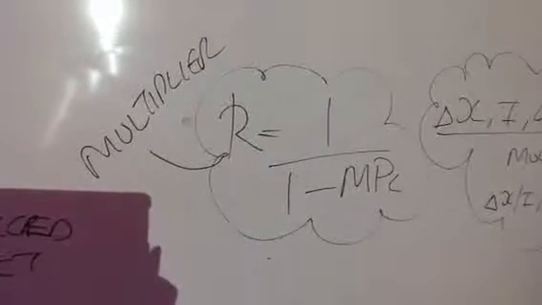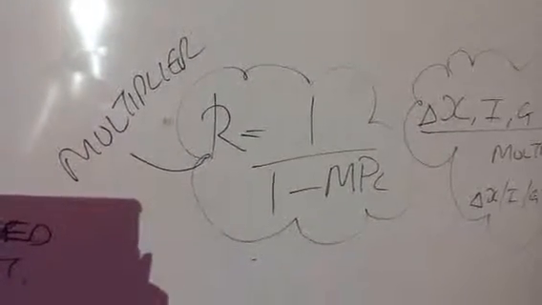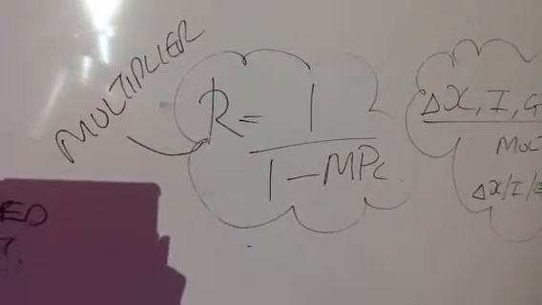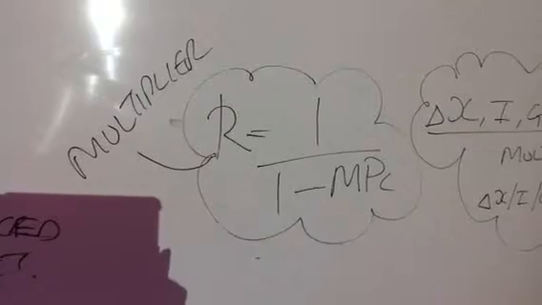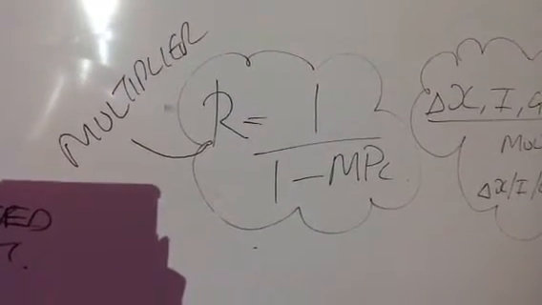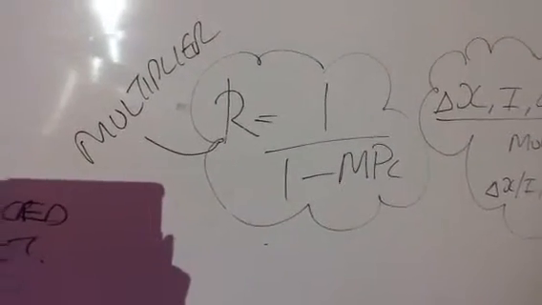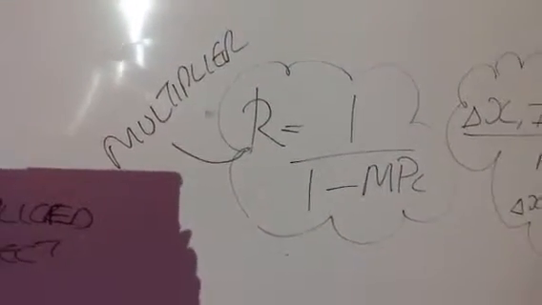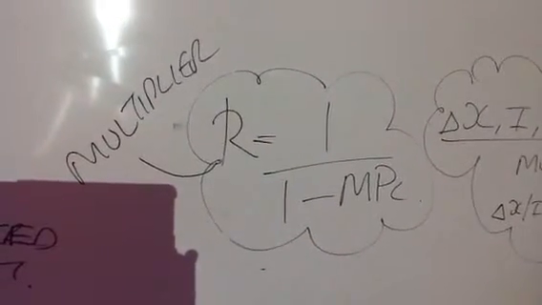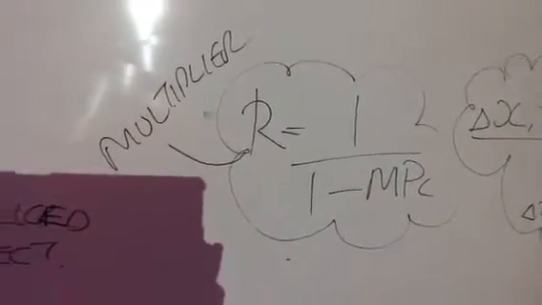Okay, basically the multiplier, which is called K, equals 1 over 1 minus the MPC. MPC is the proportion of any new income that you will spend on consumption. So if you get $10 and you spend 8 and save 2, the MPC would be 0.8. So anything that increases the MPC also increases the multiplier. Anything that decreases the MPC will decrease the multiplier. Dead easy.